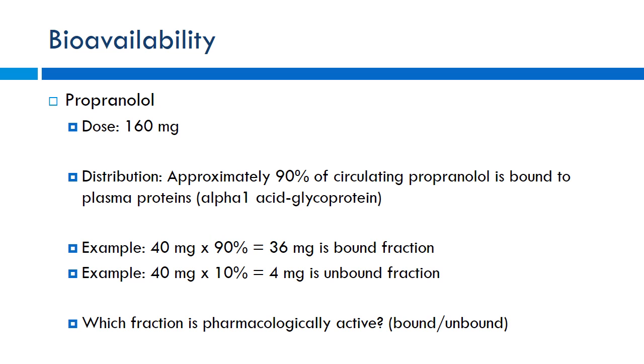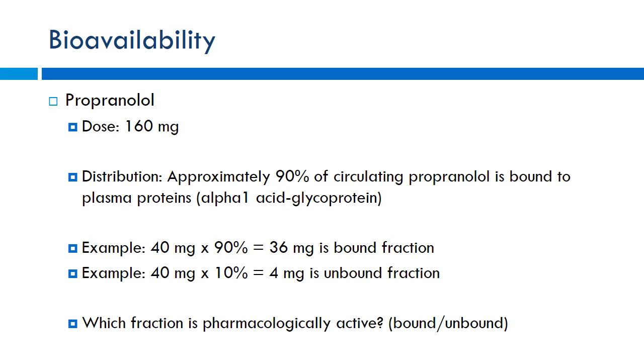Looking at the distribution, approximately 90% of it is going to be bound to plasma proteins. If your drug is bound to a protein, most times it's going to be albumin, but this one's a little different. It's going to bind to alpha-1 acid glycoprotein, another serum protein you'll find there.